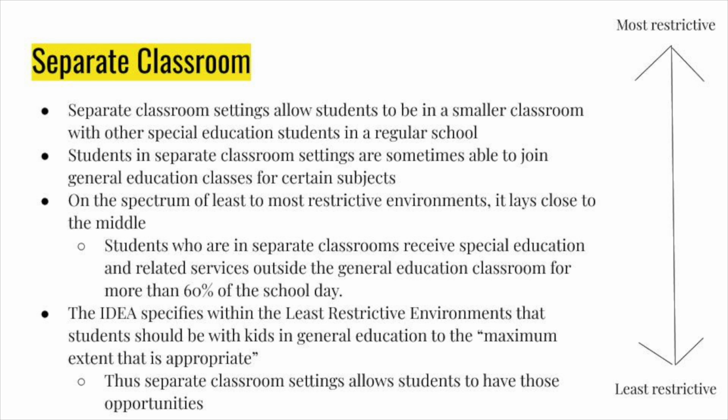So on the spectrum of least to most restrictive environments, it lies close to the middle. If you were to look at a spectrum, it's basically about 60% when you're looking at the amount of the school day that the student is spending in that separate classroom setting. So if you are in the separate classroom setting, you are receiving special education or related services outside the gen ed classroom. And again, that is for 60% of the school day.